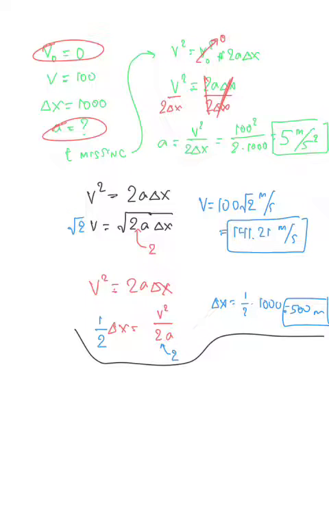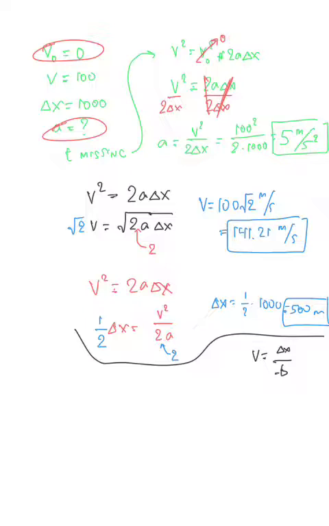Okay, next part of the problem is a little bit different. Upon taking off, the plane begins ascending at a constant velocity of 100 meters per second at an angle of 20 degrees above the horizontal. So it says it is a constant velocity, which means we're not going to be dealing with the kinematics equations anymore. The only equation we ever use for constant velocity is v equals delta x over t.